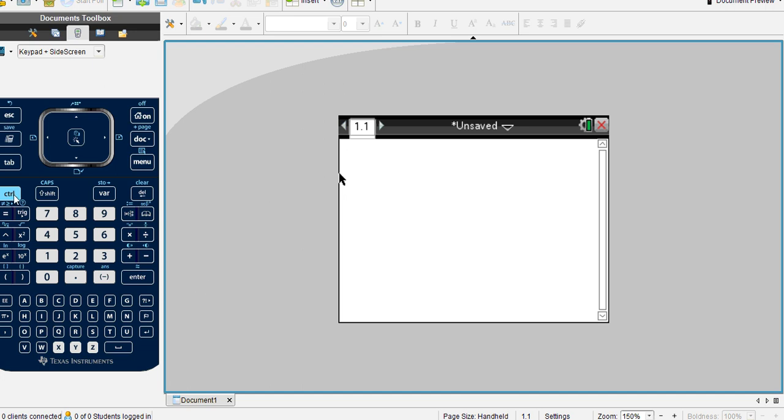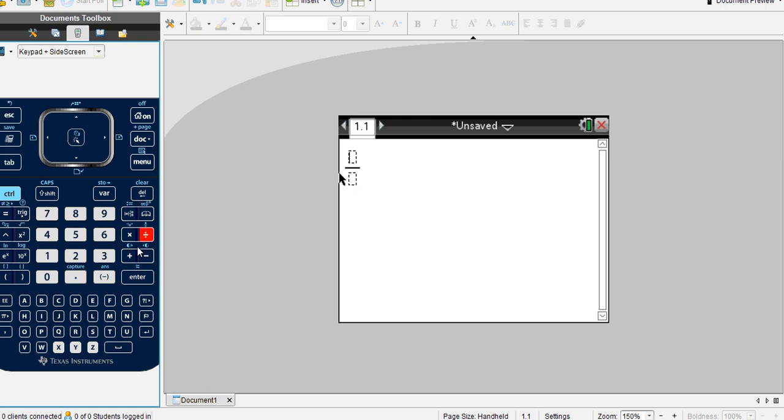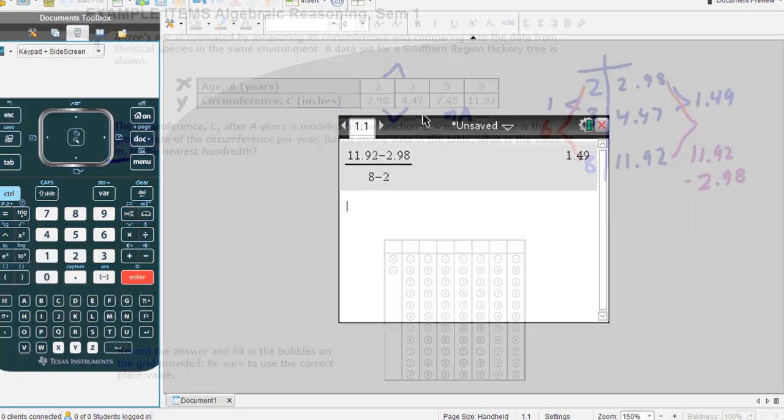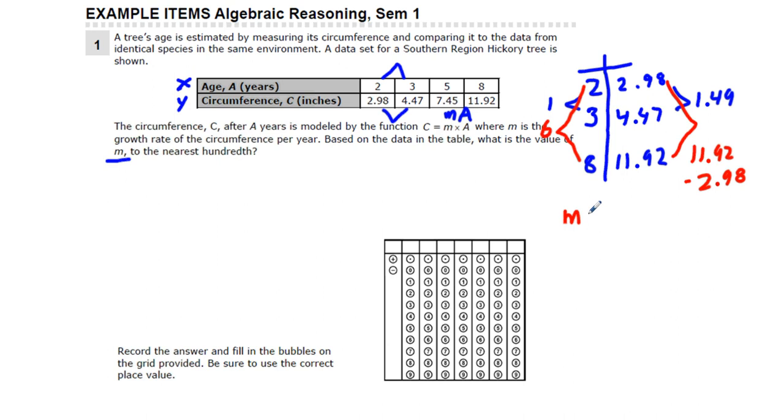So now we're going to take the numerator here, 11.92 minus 2.98, and we divide that by, in our denominator, 8 minus 2. Press enter, we get 1.49. So just like we got earlier, M equals 1.49. And so that's going to be our answer.